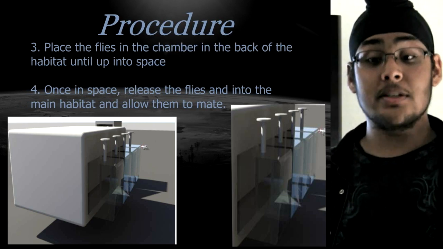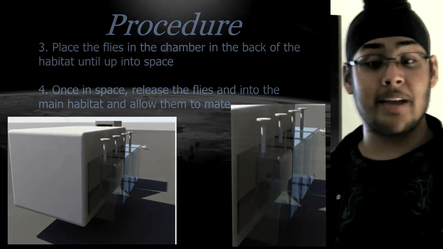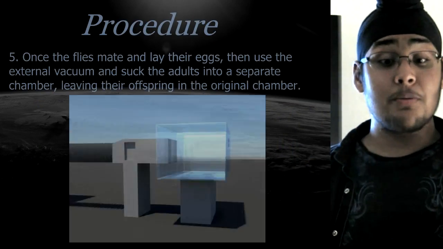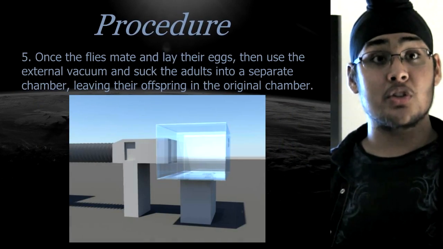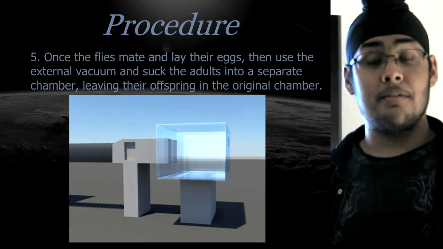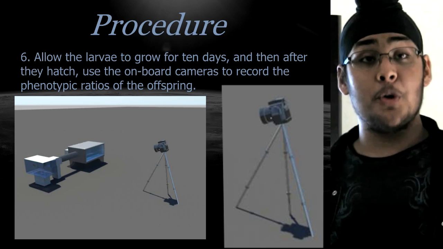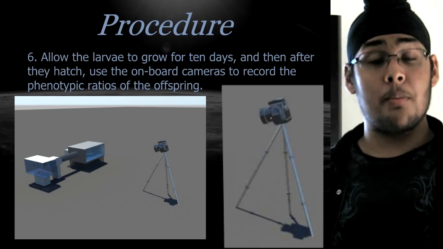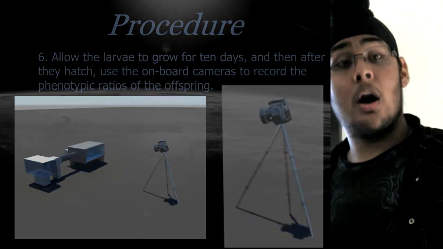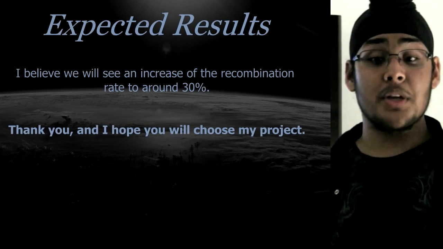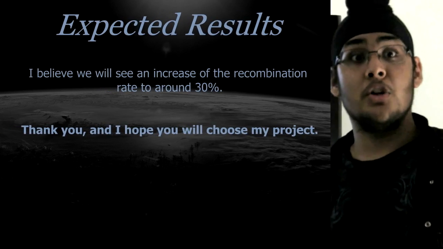Step number 4. Once in space, release the flies into the main habitat and allow them to mate. Once the flies mate and lay their eggs, using an external vacuum, suck out the adult flies, leaving the offspring in the original chamber. Allow the larvae to grow for 10 days, and then using the onboard camera equipment, monitor the phenotypic ratios of the offspring. I believe we will see an increase in the genetic recombination rate to around 30%.